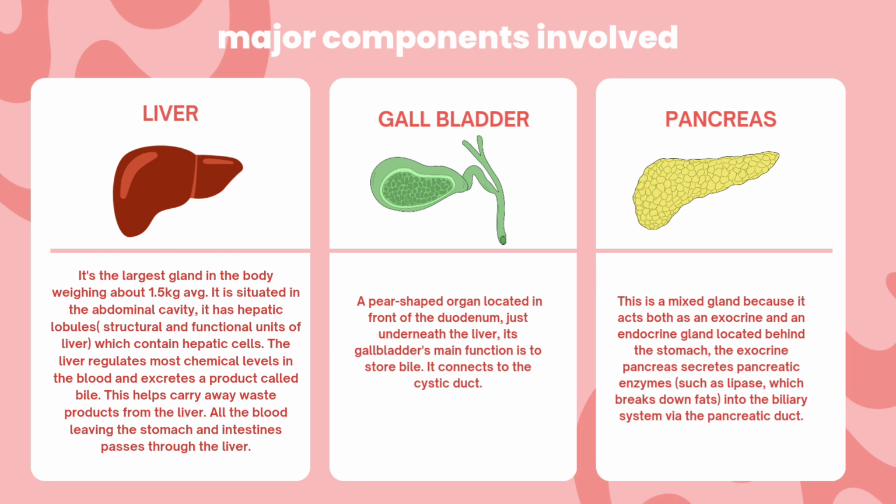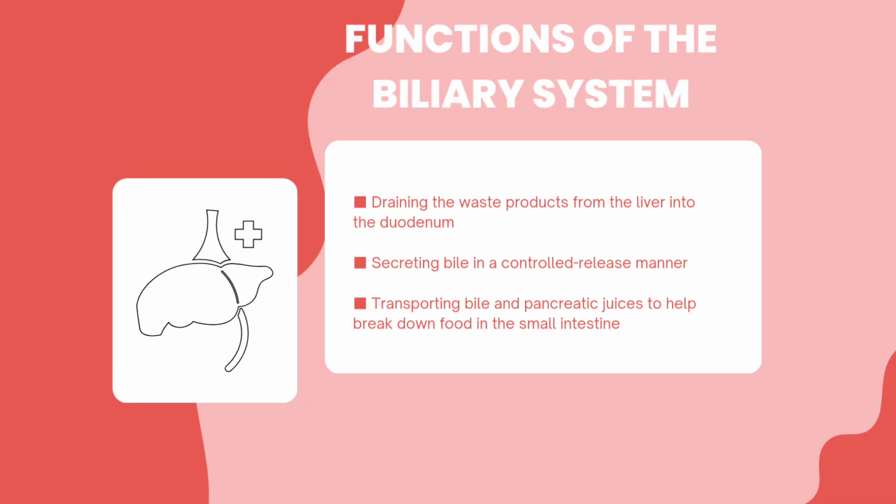Major components involved in the system are the liver, gallbladder and pancreas. The liver is the largest gland in the body, which produces bile. The gallbladder's function is to store the bile which is produced by the liver. The pancreas secretes enzymes into the bile system via the pancreatic ducts.